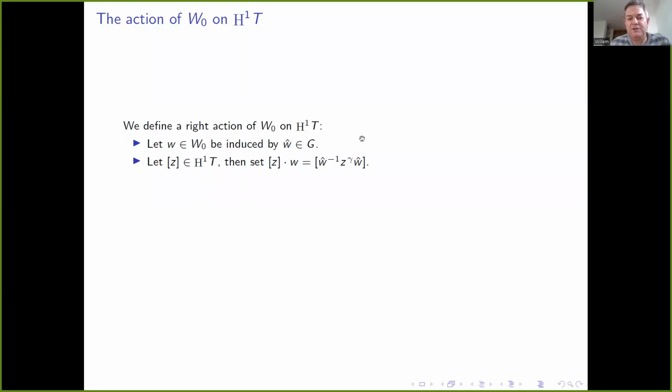Then I can conjugate and put a gamma action on the second factor. And that's the right action. Okay, now we have to prove that this is well defined and so on. But this can be done.